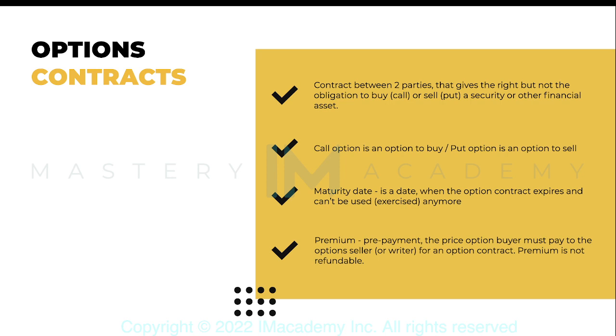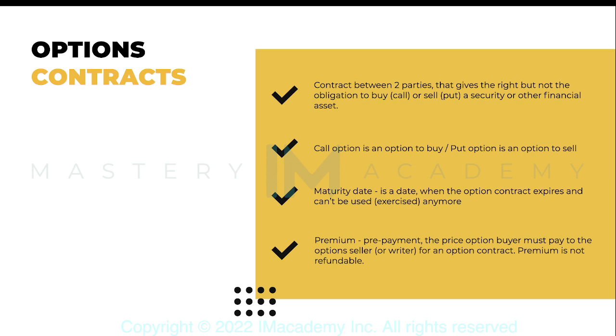Maturity date, as we mentioned before, is the date when the option contract expires and cannot be used anymore. If you hear me saying exercise the contract, to exercise the contract means to use the contract. Okay? If the contract is not exercised, it means that it was not used. The other thing that you need to learn is premium. Premium is a prepayment which the option buyer must pay to the option seller for an option contract. And premium is not refundable.